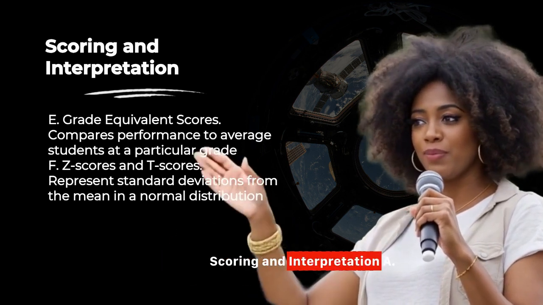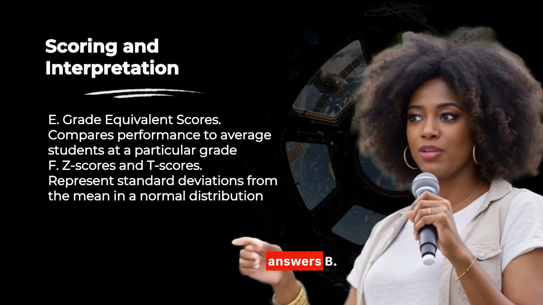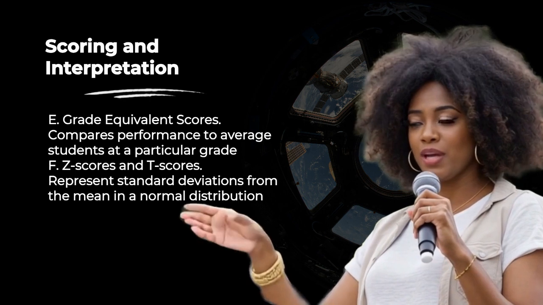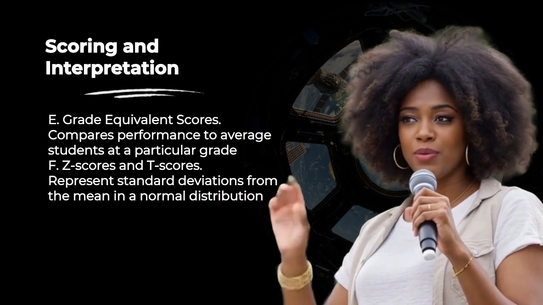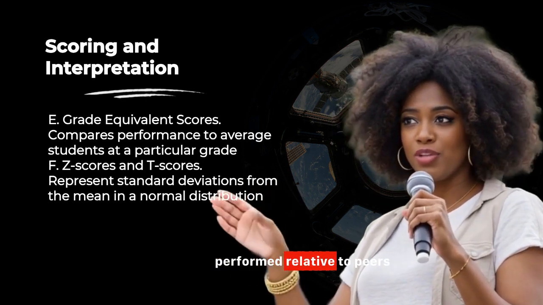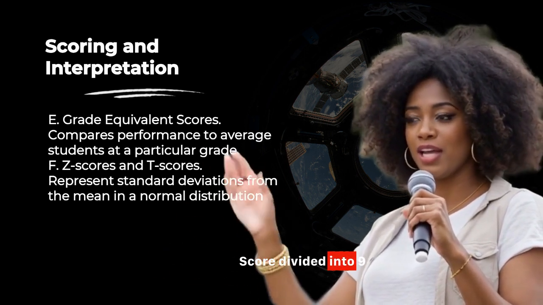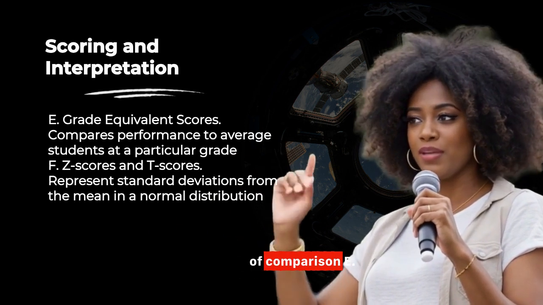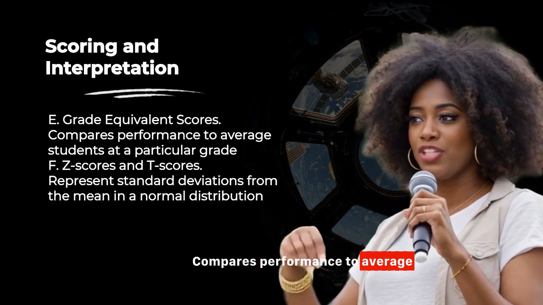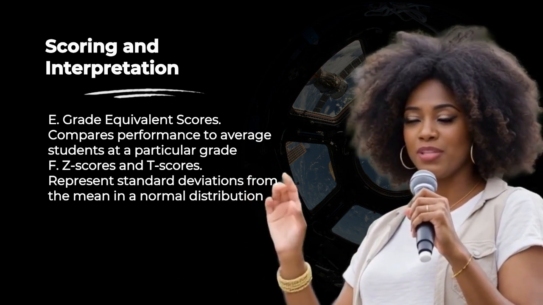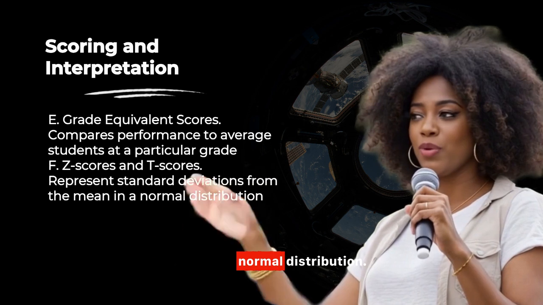Scoring and interpretation. A. Raw scores. Total number of correct answers. B. Scaled scores. Adjust for difficulty across test versions. C. Percentile ranks. Shows how a student performed relative to peers. D. Stanines, standard nines. Score divided into 9 broad levels for ease of comparison. E. Grade equivalent scores. Compares performance to average students at a particular grade. F. Z-scores and T-scores. Represent standard deviations from the mean in a normal distribution.